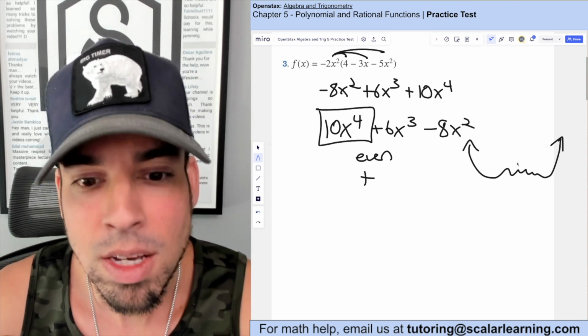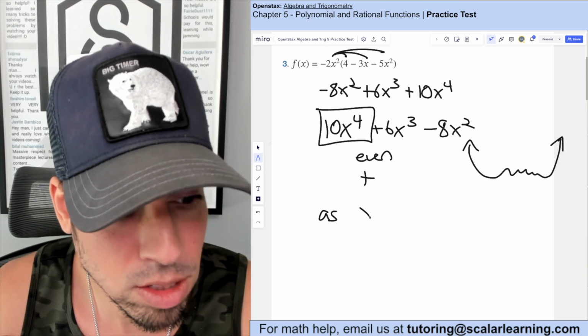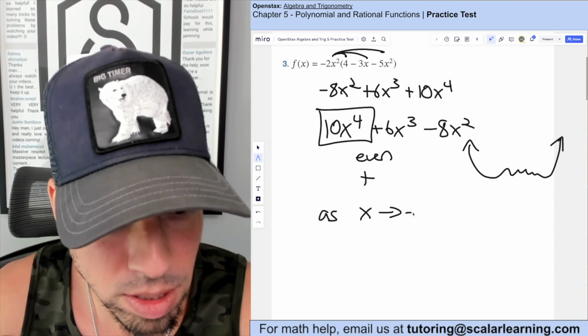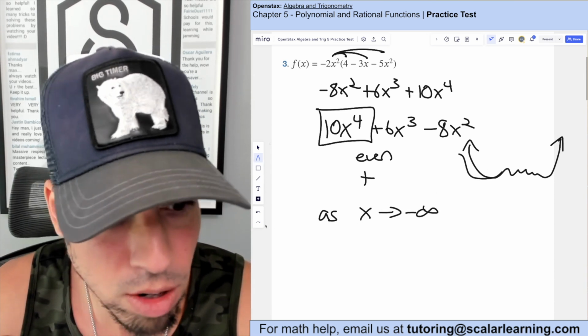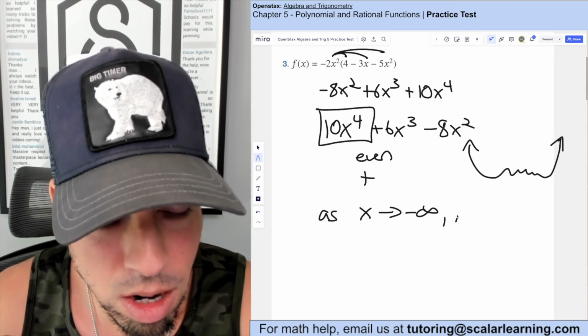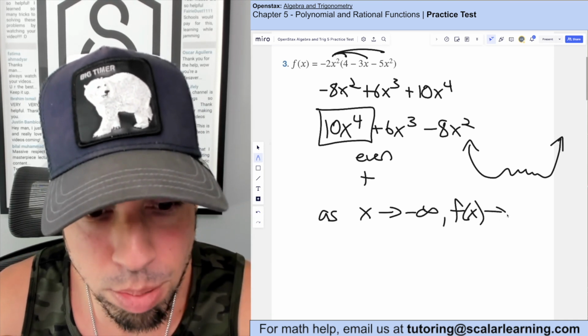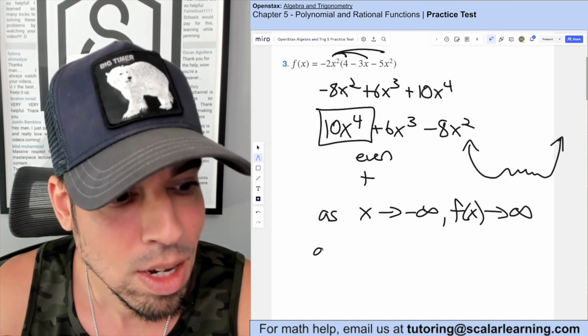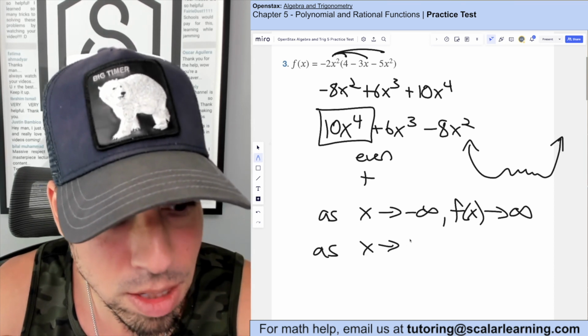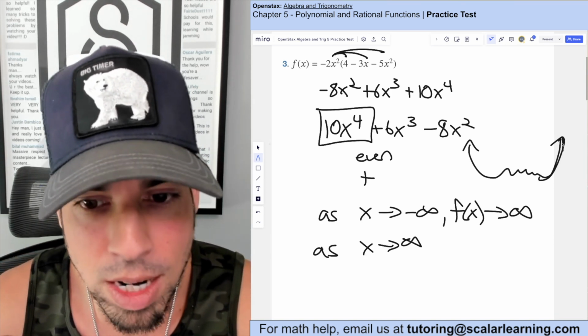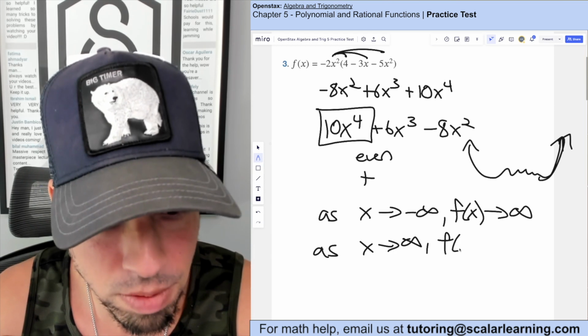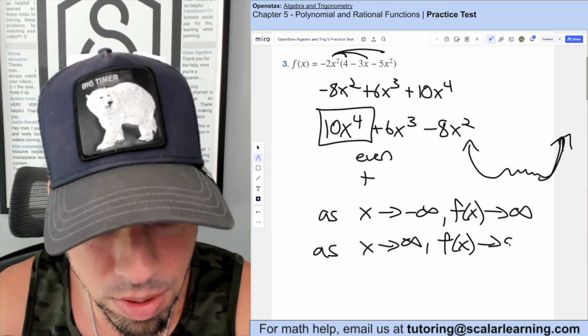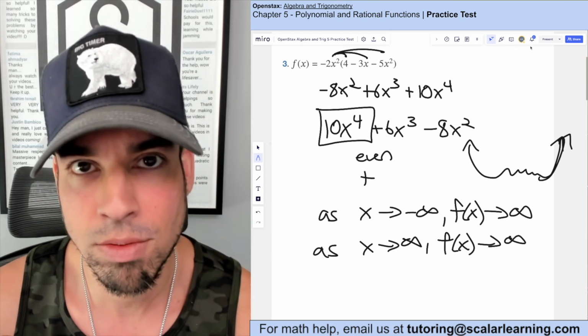So what does that mean? It means as x goes towards negative infinity, meaning as we go to the left, right out here, where's the function going? It's up, meaning the function value is approaching positive infinity. And then as x approaches positive infinity, meaning as we go to the right, again, the function value is approaching positive infinity. It's going up. So there's your end behavior done.